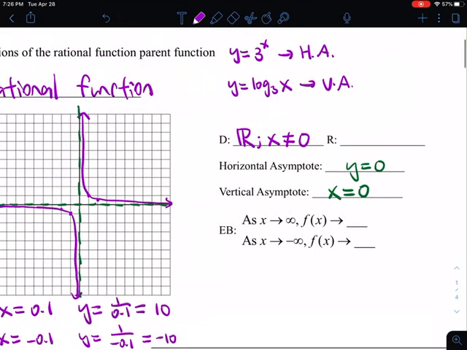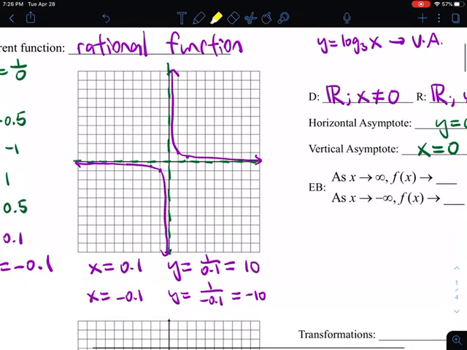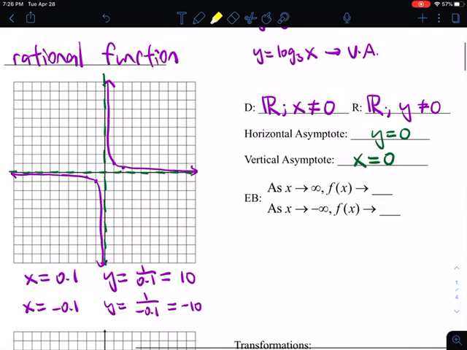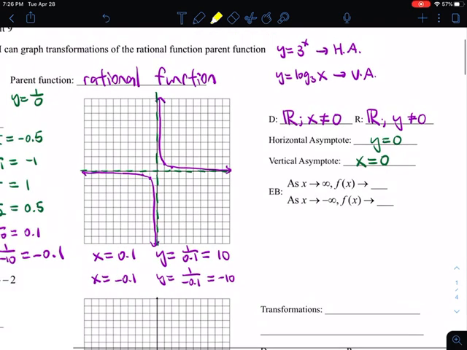And then for our range, it's going to be pretty similar. It will be all real numbers, except y cannot be 0. Okay, so range is the y values. So y can be any positive number going up. y can be any negative number going down. But the only y value that's not on the graph is y equals 0. So x can be all real numbers except 0. Same thing with y. All real numbers except 0.